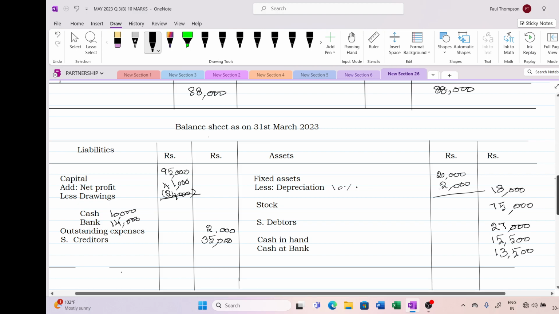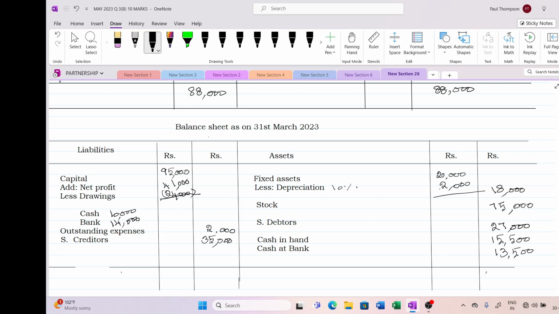So now the total of 18,000 plus 27 plus 75 plus 15 plus 13, it comes to 1,49,000. Okay, so this one is 95 plus 41 minus 24, 1,12,000. The capital account is 1,12,000 plus 37 plus 37 gives you 1,49,000. Balance sheet now tallied. So you have to do like this.